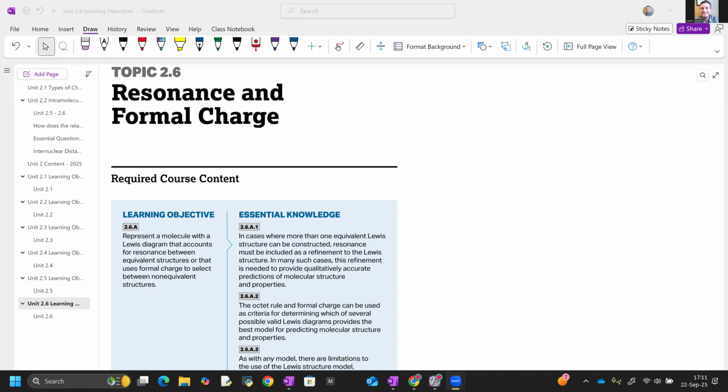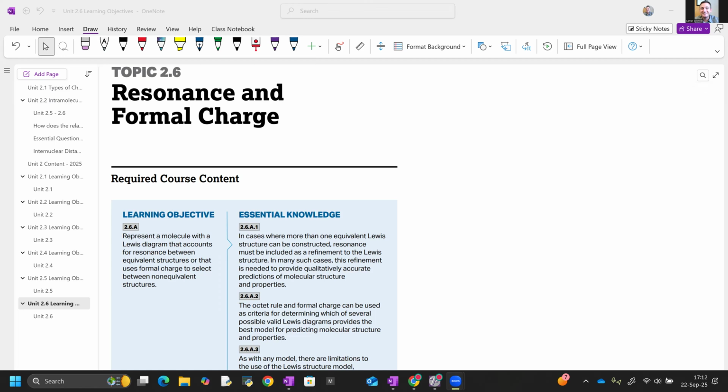All right, welcome to AP Chemistry. We're looking at topic 2.6, resonance and formal charge. Our learning objective here is to represent a molecule with a Lewis diagram that accounts for resonance between equivalent structures, or that uses formal charge to select between non-equivalent structures.